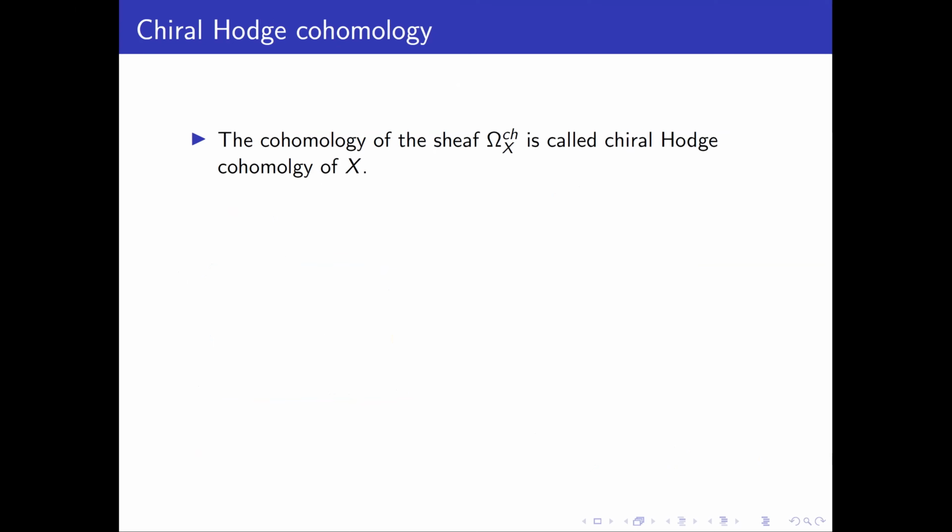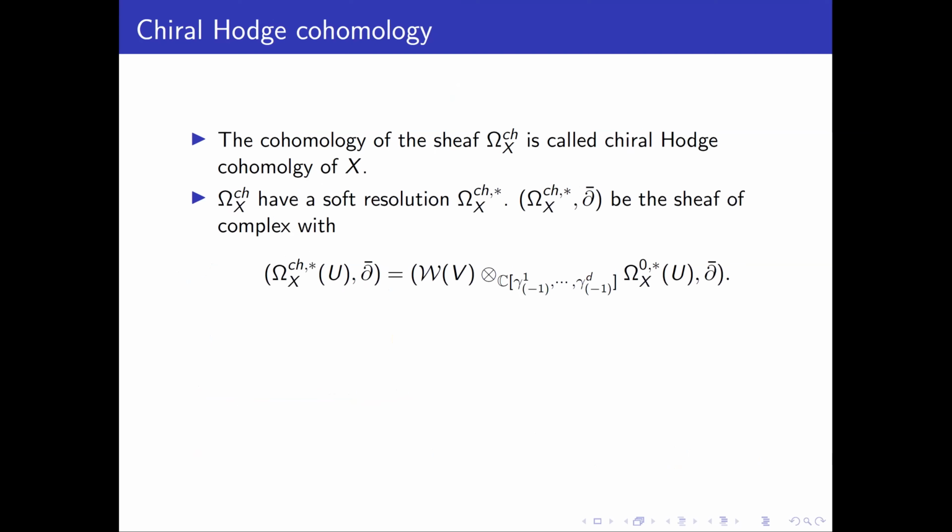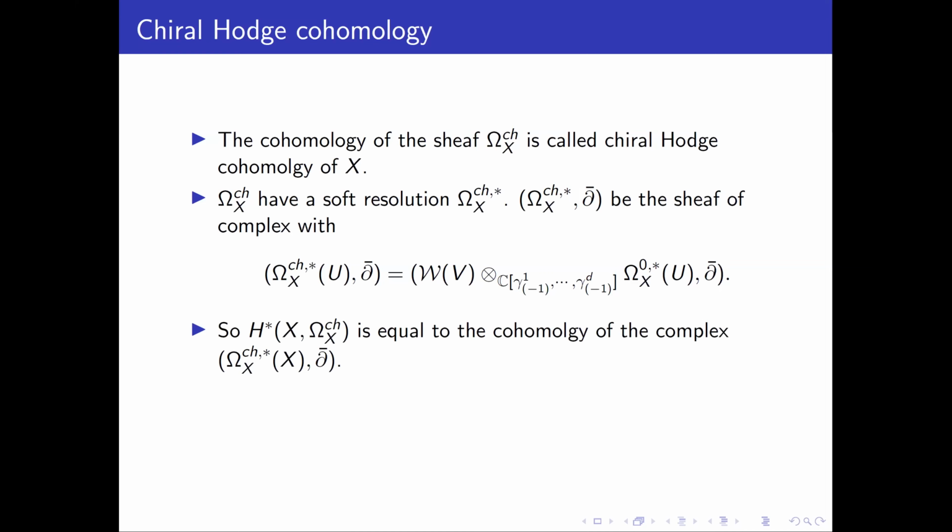The cohomology of this sheaf is called the Calabi-Yau cohomology of X. Now, this sheaf has a soft resolution, which I denote by Omega_X^{ch,*}. Locally, this sheaf can be realized as the beta gamma BC system tensored with the space of anti-holomorphic forms, so this becomes a complex. So now the Calabi-Yau cohomology equals the cohomology of the complex Omega_X^{ch,*}, the global sections, with differential operator D bar.